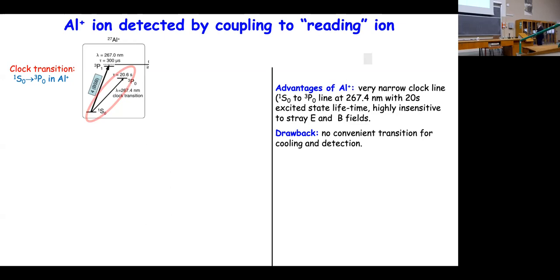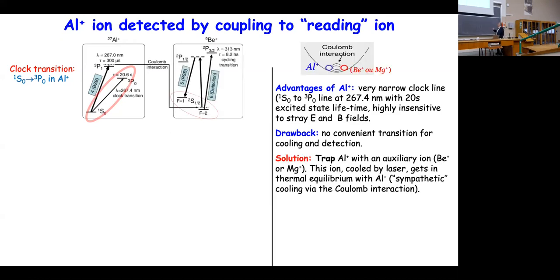So the technique that Wineland and colleagues used is a very clever one. They put another ion in the trap. So you have the aluminum ion, and you have either a beryllium or a magnesium ion, which is used as a detector for the aluminum ion. In fact, the two ions are together in the trap, and we look at the beryllium case. As you will see in a moment, the beryllium ion has a good transition for cooling and detection.